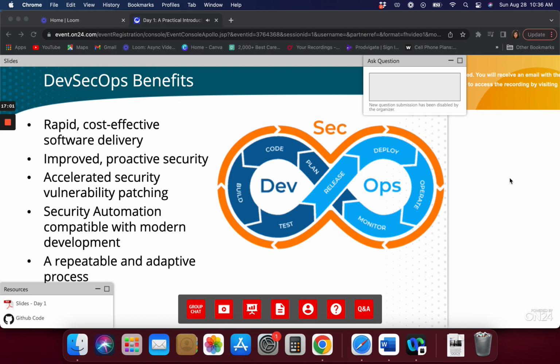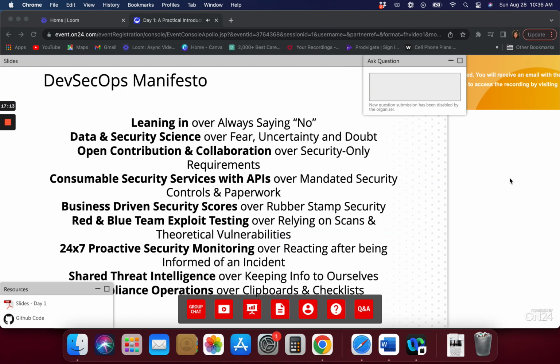So it's really a great thing to do. The benefits are fairly tangible from a monetary perspective for a business, but also from a speed and agility perspective. Now, the DevSecOps manifesto is interesting. There are a lot of these different manifestos. There was an agile one, and various others out there.